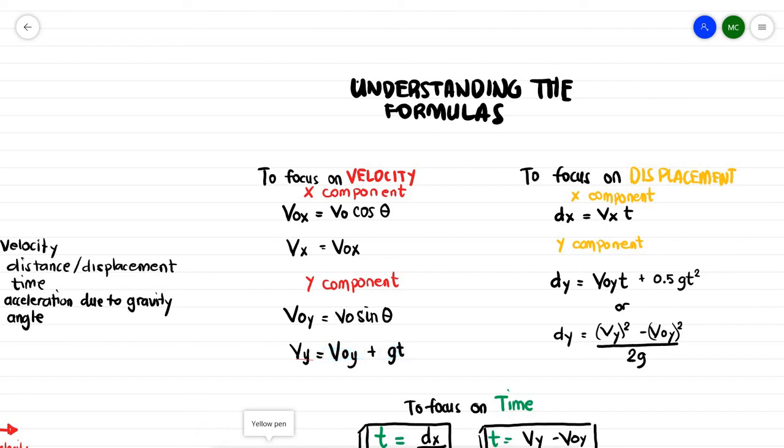Next, let's focus on displacement, especially in the x component. So, when you want to find the displacement of the x component from point A to point B, or how far it traveled from left to right or right to left, we will use this formula, this one.